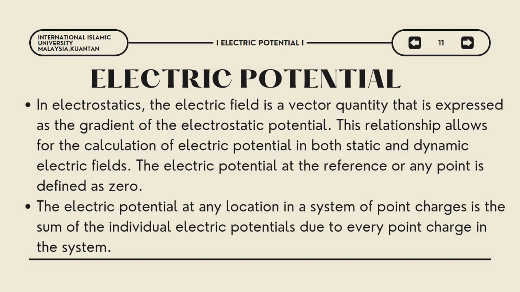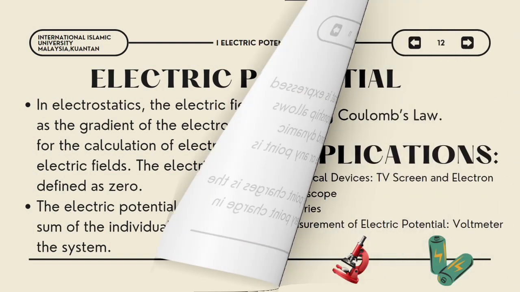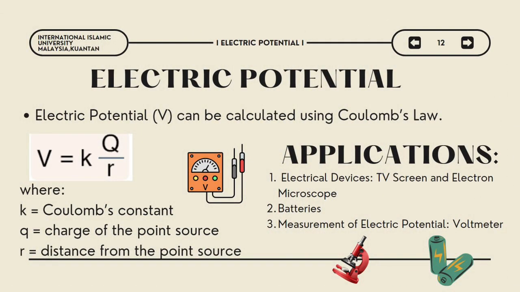The electric potential at the reference point is defined as zero. The electric potential at any location in a system of point charges is the sum of the individual electric potentials due to every point charge in the system. Electric potential can be calculated using Coulomb's law, where the equation is V equals KQ over R, where K is the Coulomb constant, Q is the charge of the point source, and R is the distance from the point source.